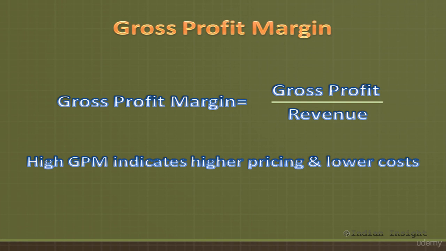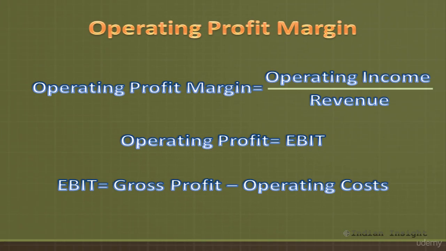The ability to charge higher prices is constrained by competition, and the company can charge more only if it has a competitive advantage. Also, a higher gross profit margin may indicate that the company has a competitive advantage in product costs. The next ratio is the operating profit margin, which is calculated by dividing the operating profit, also known as the earnings before interest and tax, by the revenue of the company.